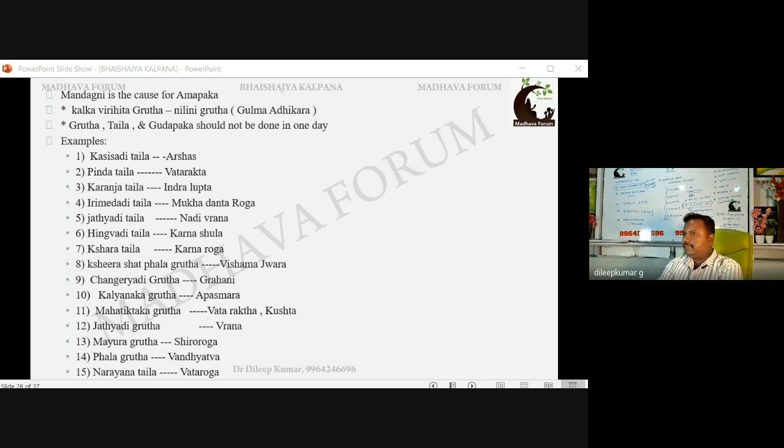Here Sita means Sharkara, 16 parts of Sharkara. Then Vamshalochana, half of the Sita, 8 parts. Then Pipali 4 parts, Ela 2 parts, Tvak 1 part. So Sita 16 parts, Vamshalochana 8 parts, Pipali 4 parts, Ela 2 parts, Tvak 1 part.